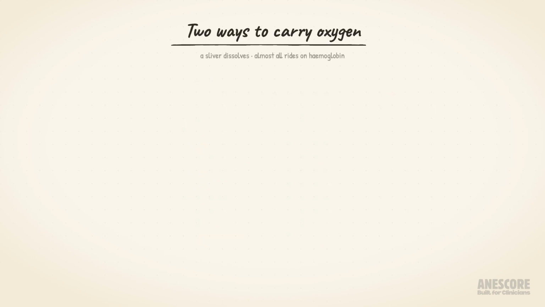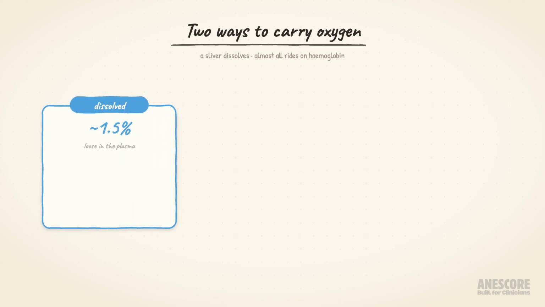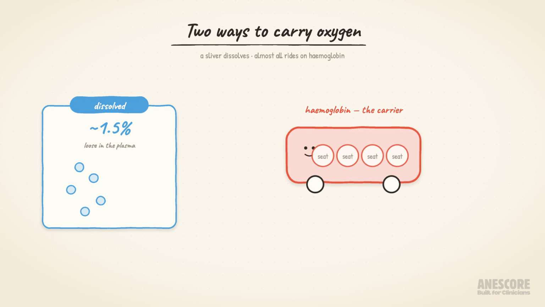So, oxygen is now in the blood. But how does it actually travel? In 2 ways. A very small amount simply dissolves in the watery part of the blood, the plasma, really small, only about 1.5%. Almost all of it rides on a carrier called hemoglobin. Picture hemoglobin as a little bus with 4 seats for oxygen. Each gram of it carries about 1 1/3 milliliters. Fill the buses, and the blood is loaded. So whenever we talk about oxygen in the blood, we are really talking about hemoglobin.